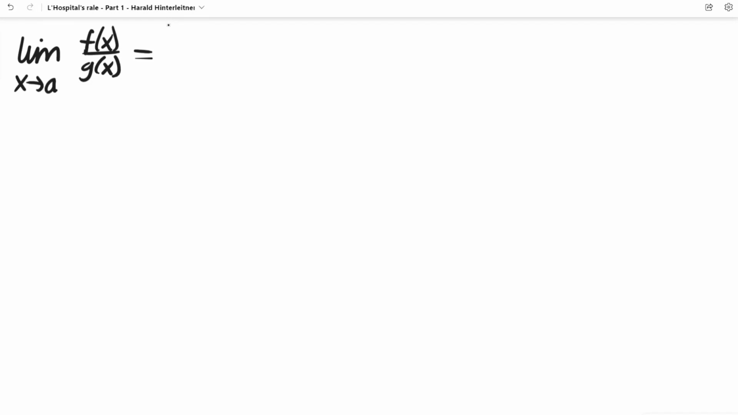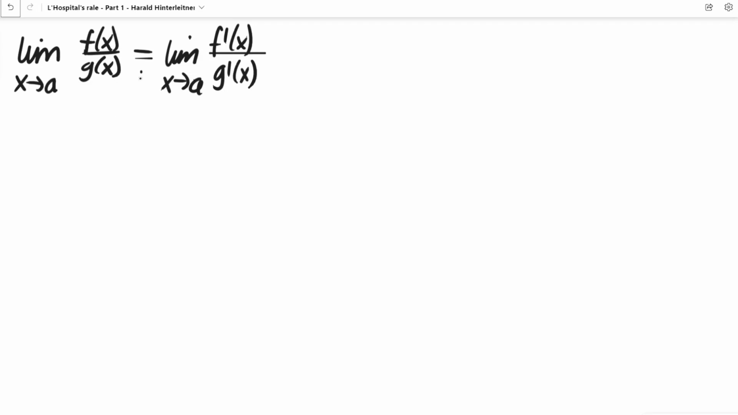And L'Hopital's rule can be written down in a very simple way. You just derive the numerator and the denominator separately. So in this case, you can compute the limit of this quotient as the limit of its derivatives.